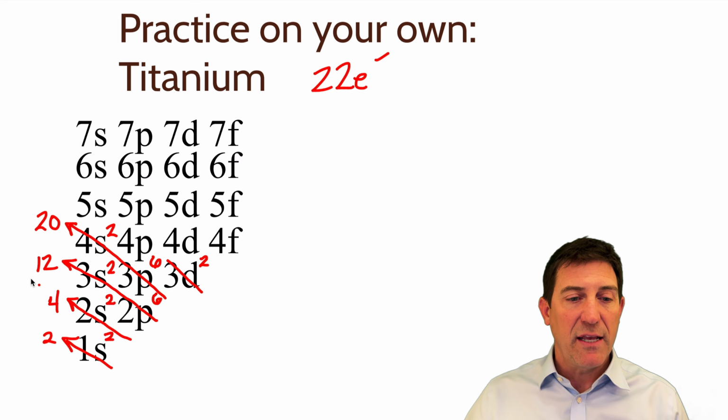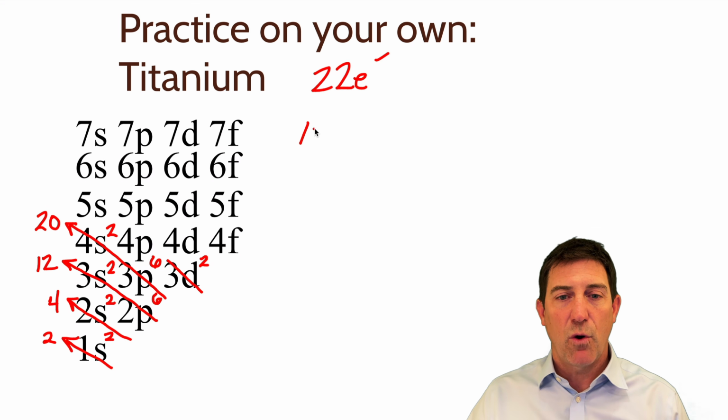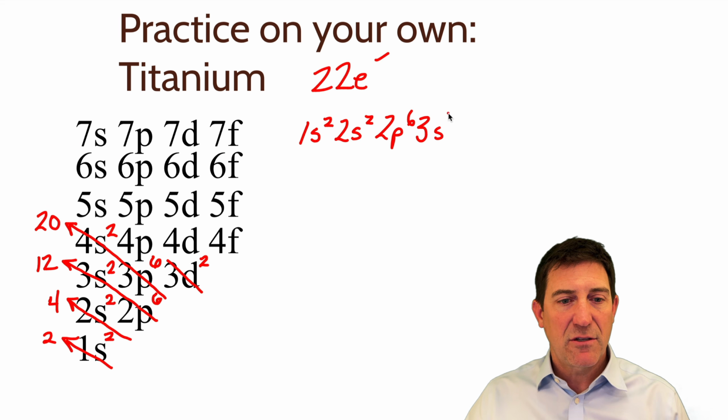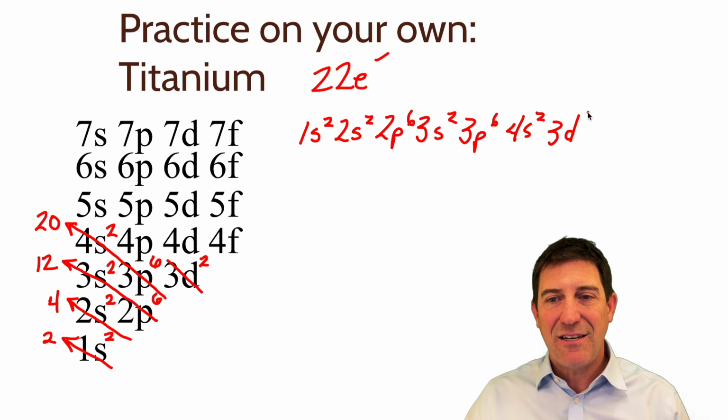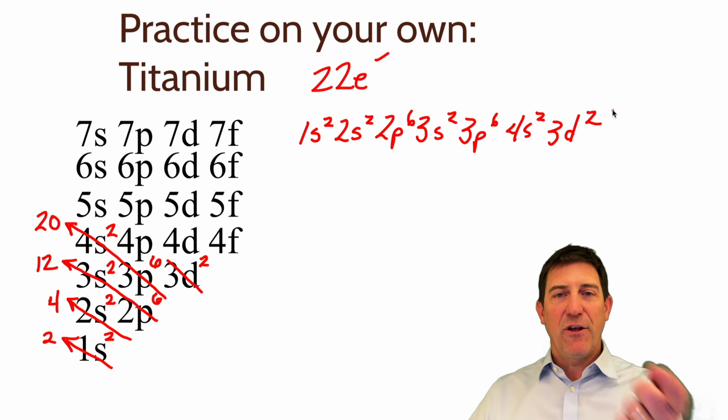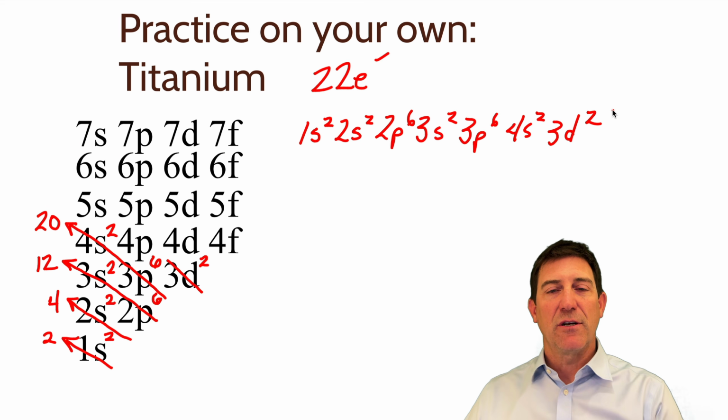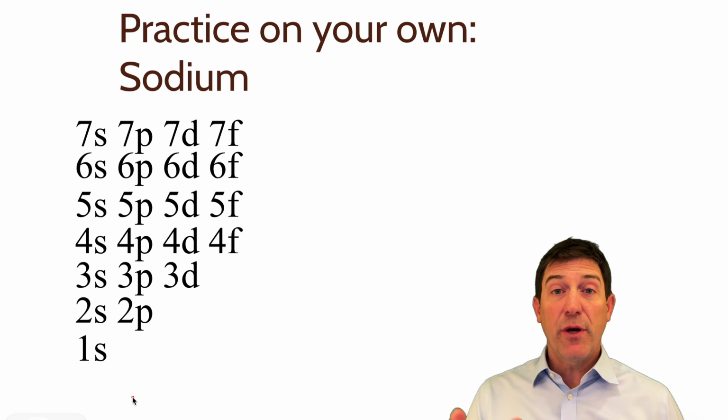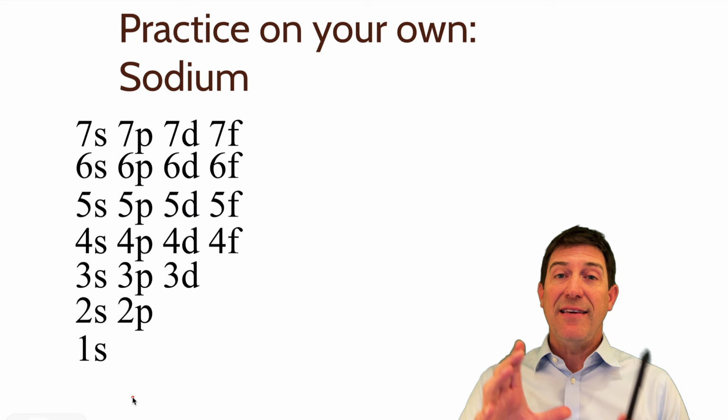So we write them out in the order that we cross them off. That's 1s2, 2s2, 2p6, 3s2, 3p6, 4s2, 3d2. There is the filling order electron configuration for titanium. Well, you're doing great, but the best way to learn is to try these on your own.